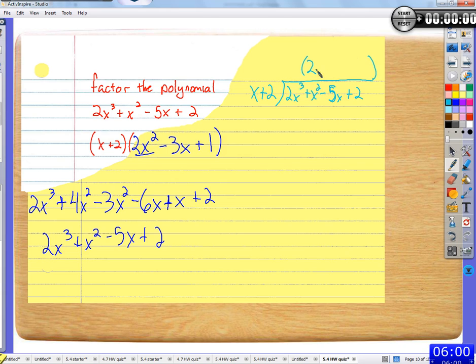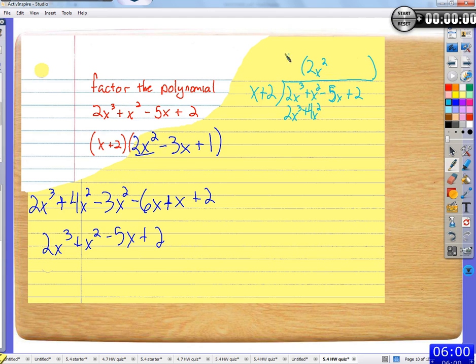2x squared. 2x squared. Okay. So now here comes the check and see how we're doing part. 2x squared times x is 2x cubed. That's great. If we didn't get 2x cubed, right under the 2x cubed, we did something wrong because that's what we were trying to get. Then 2x squared times 2 is 4. Sorry, 4x squared.